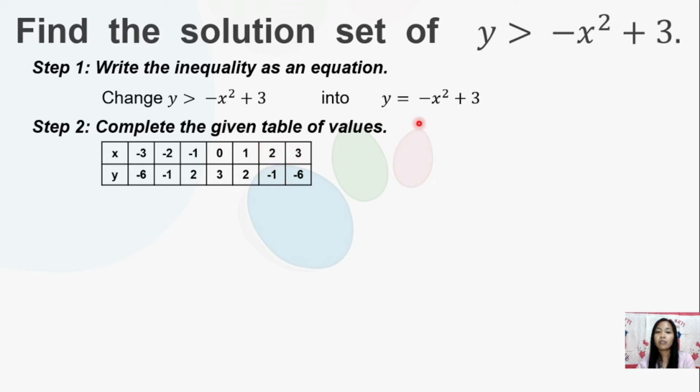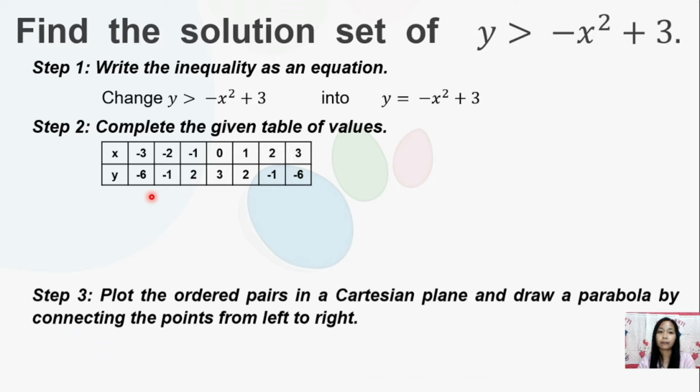If x is positive 2, you have y is equal to negative of 2 squared plus 3, giving us a y value of negative 1. And lastly, if x is 3, our y would become negative 6. So this completed table of values will serve as the ordered pairs which we are going to make use of for step 3.